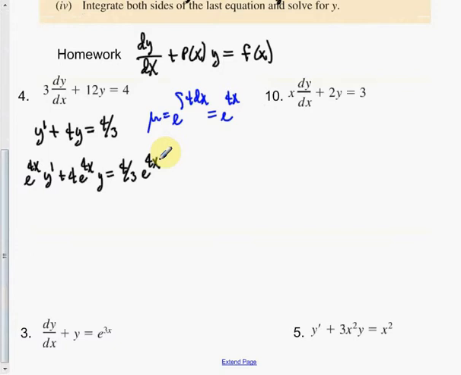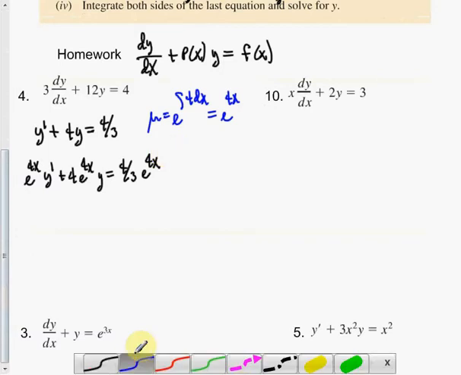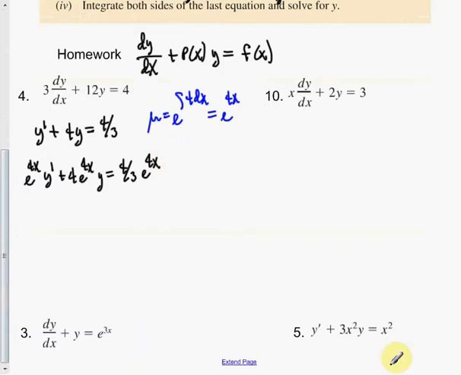I'm going to show you something, because I know you don't believe me, and so I have to show you, right? And that's good. You don't want to believe everybody anyway, right? Until they show you, or you show yourself that what they're saying is true. I'm going to show you that the left side is indeed the derivative of the product of the integrating factor and the dependent variable y.